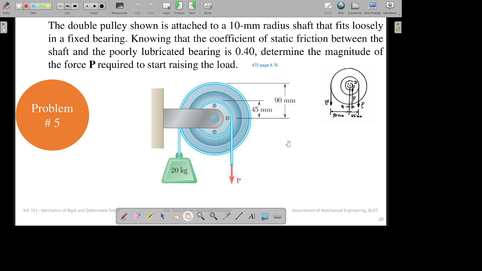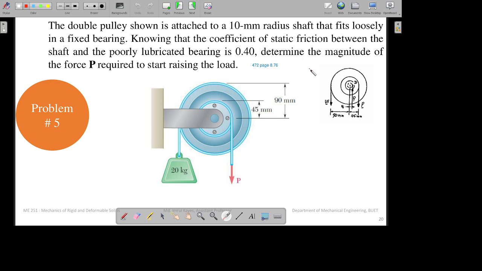Now the next problem. The double pulley shown is attached to a 10 millimeter radius shaft that fits loosely in a fixed bearing. Knowing that the coefficient of static friction between the shaft and the poorly lubricated bearing is 0.40, determine the magnitude of the force P required to start raising the load. So once you have read the statement, now we can go through the problem.